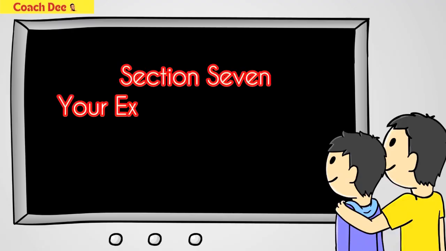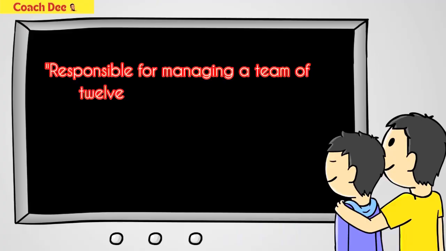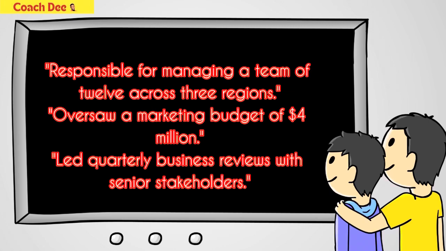Section 7, your experience section. The experience section is where CV habits come to haunt people on LinkedIn. Most professionals write their experience section exactly the way they would write a job application. Bullet points full of responsibilities, duties, and tasks. Responsible for managing a team of 12 across 3 regions. Oversaw a marketing budget of 4 million. Led quarterly business reviews with senior stakeholders. Those are job descriptions, and job descriptions do not build authority.